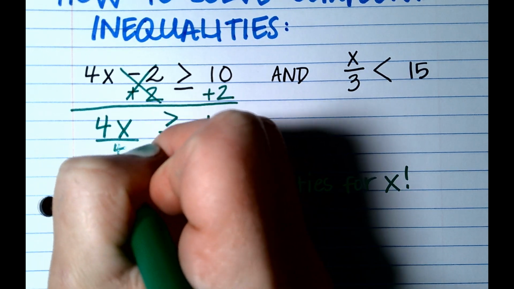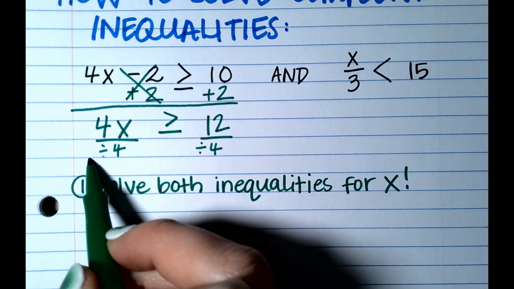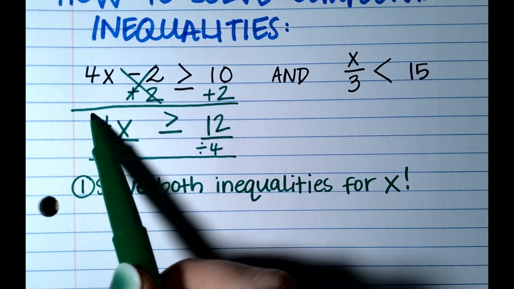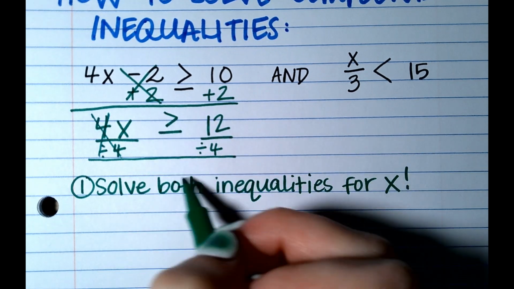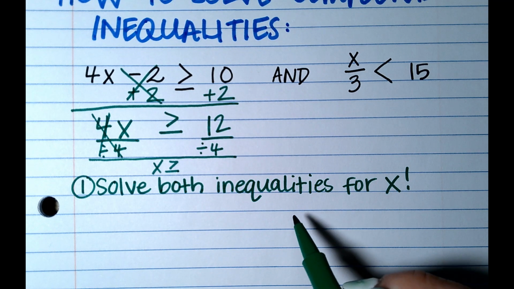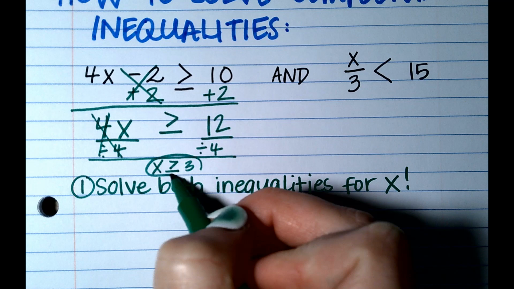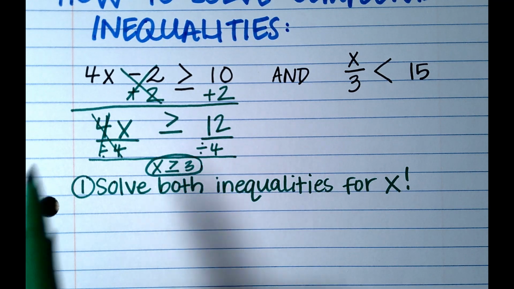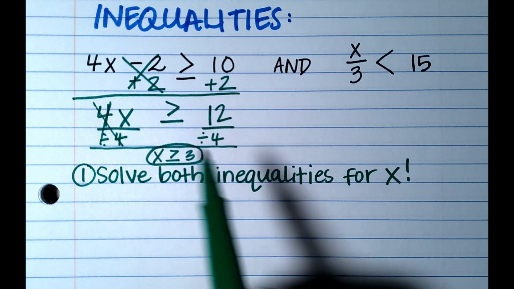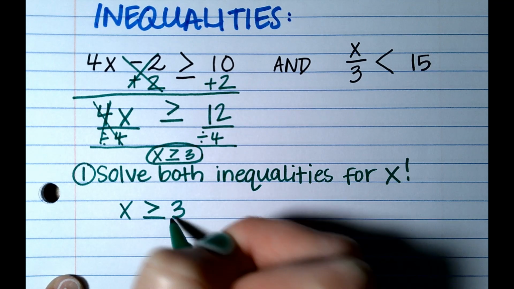Divide by 4. And 4's cancel. I'll bring down my x, greater than or equal to. Perfect. 12 divided by 4 is 3. So, we have x is greater than or equal to 3. So I'll bring that down here just so I have it. X is greater than or equal to 3.